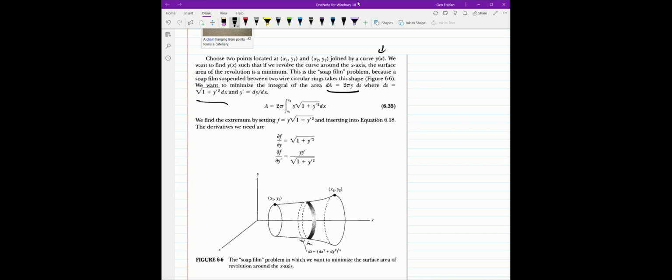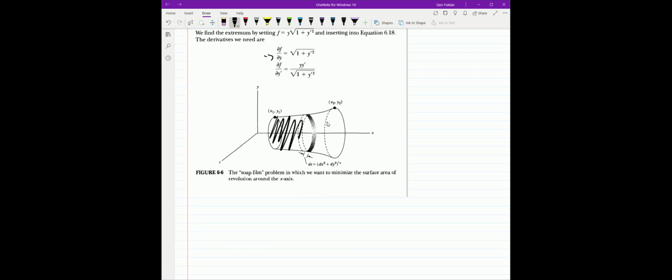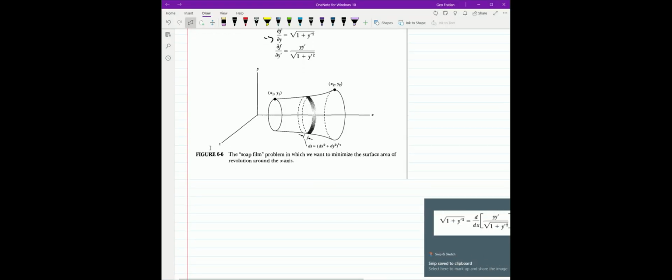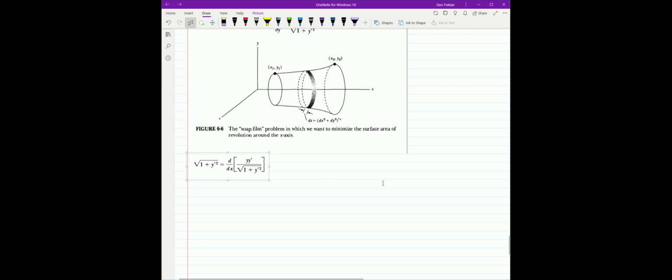Plugging in the equation for A, we can set f again to this equation. Then computing the derivatives, for the del f del y you get rid of the y, and for the y prime, it's just the derivative of this. That nets us these two values, and we're minimizing this surface area. This allows us to rewrite the equation as d dx of that. It doesn't look very simple to solve for y, because we want to find y of x. So it doesn't seem very easy.